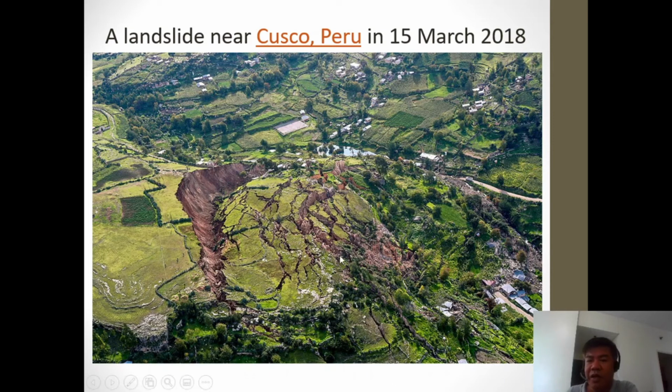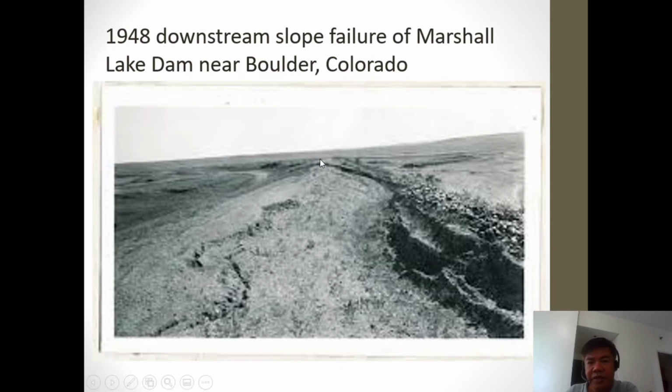And this is similar to the Leyte event before. This mass slid down onto a certain community below that killed hundreds or even thousands of people. So this is also a problem of a downstream slope. Although it is in 1948, it is not that clear, but this is a downstream slope failure.